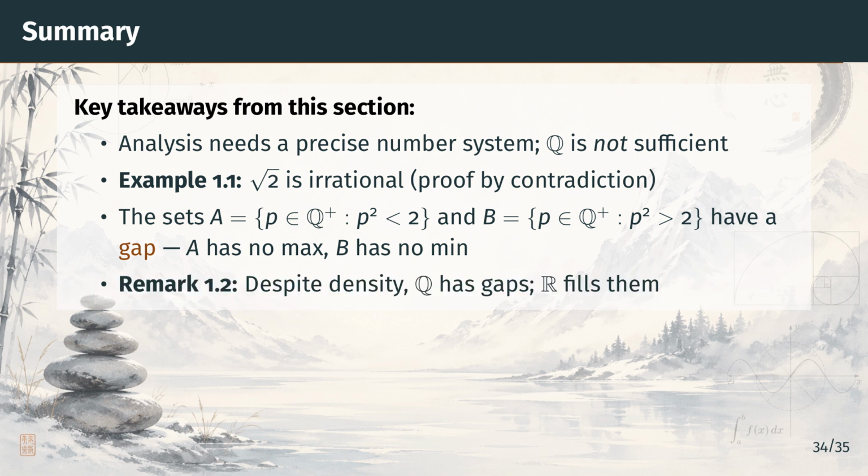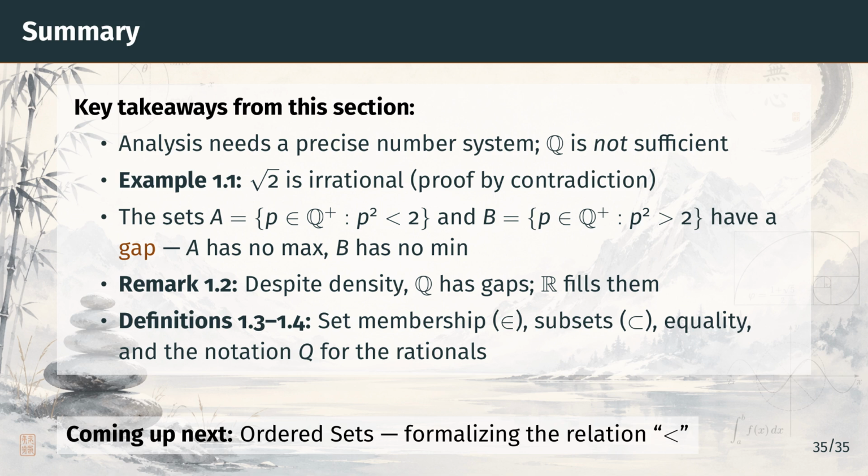Remark 1.2 emphasized that this gap exists despite the rationals being dense. The real number system is specifically constructed to fill these gaps, which is why it plays a fundamental role in analysis. Finally, we set up the basic set-theoretic language in Definitions 1.3 and 1.4 that will be used throughout the book: set membership, subsets, proper subsets, set equality, and the notation Q for the rationals. In the next section, we will formalize the notion of order, which is the first step toward understanding the structure of the real numbers.